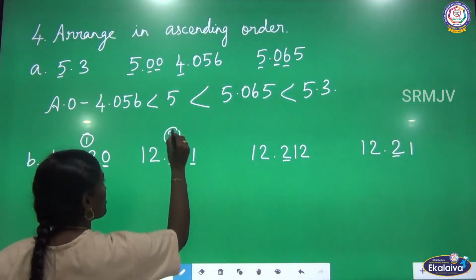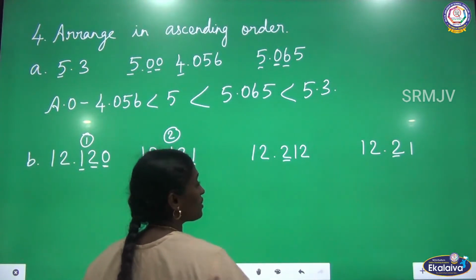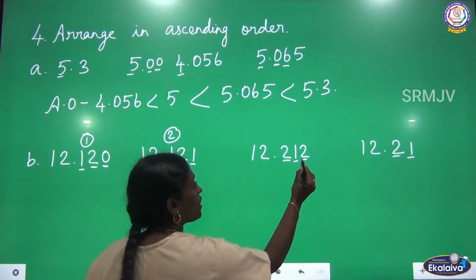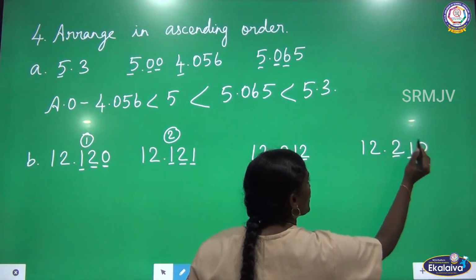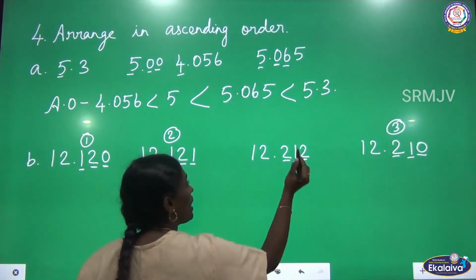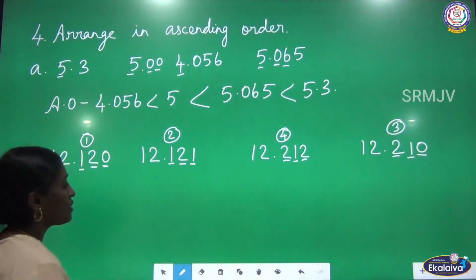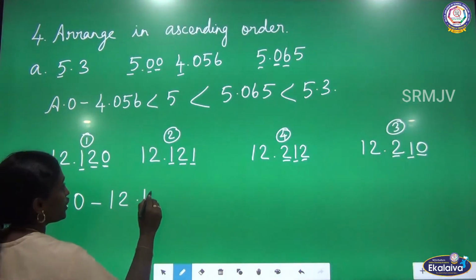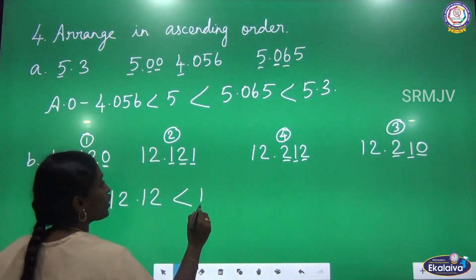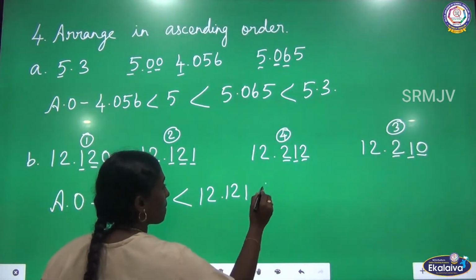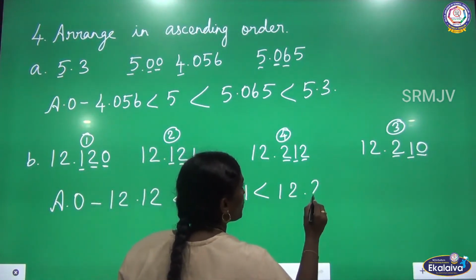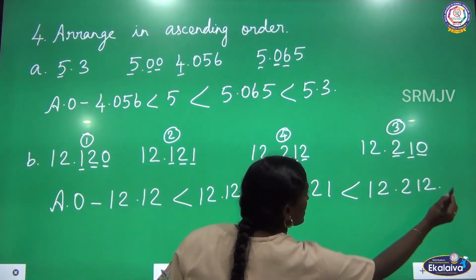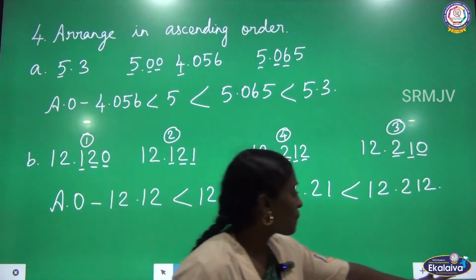Then this is the second smaller. Then from these two we are going to check the third smaller. Here 1, 1. Then we have to compare the third. Here 2, here 0. So this is the third smaller number and this is the greatest number. Now we are going to arrange in ascending order. 12.12 is the smaller, then 12.121, then 12.21, then 12.212 is the greater. Is it clear?